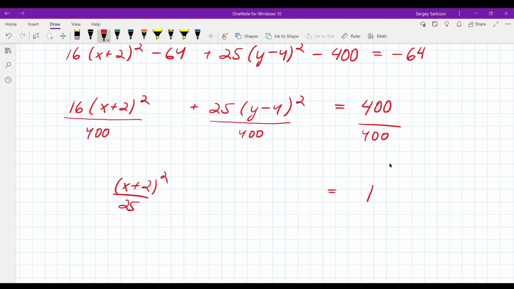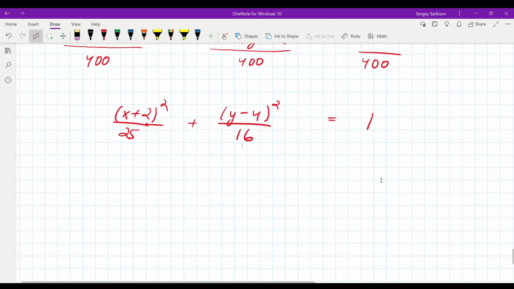Okay. And then, of course, you have x plus 2 squared there, plus a what? Y minus 4 squared. If you check that out, it's going to be 16 at the bottom. Okay. And so you get that. Now, this is an ellipse, okay, everyone? And let me tell you how ellipses work.